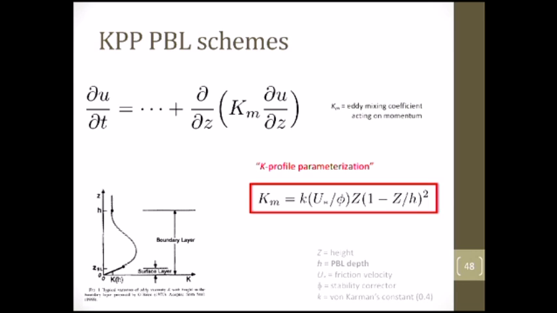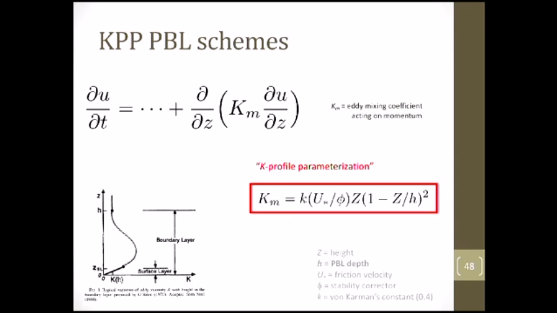What KPP schemes like GFS and YSU do is they assume a vertical structure of eddy mixing that looks like this. It's basically parabolic in shape between the sea surface and the boundary layer depth h. It kind of looks like a question mark turned upside down, and it's controlled by this particular equation. In this equation, the left-hand side is the eddy mixing that's going to produce that figure. K is a constant, u star is friction velocity, phi is a stability corrector.